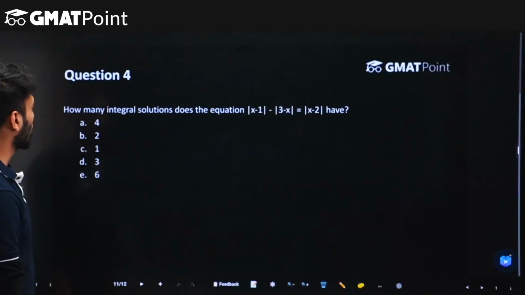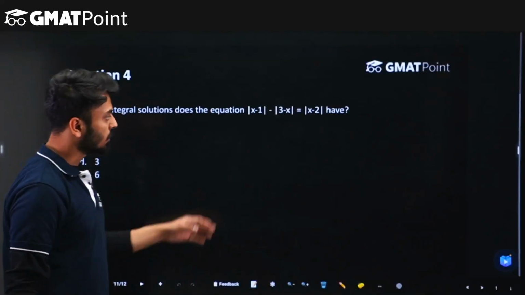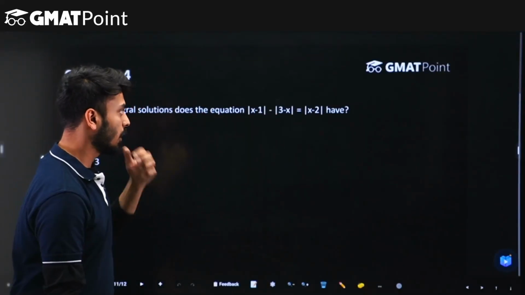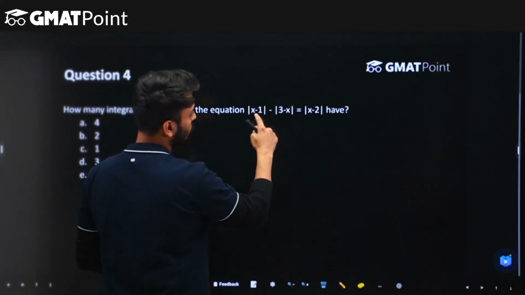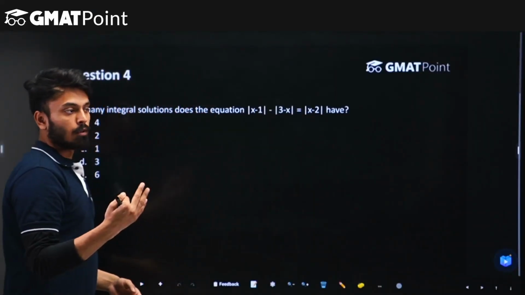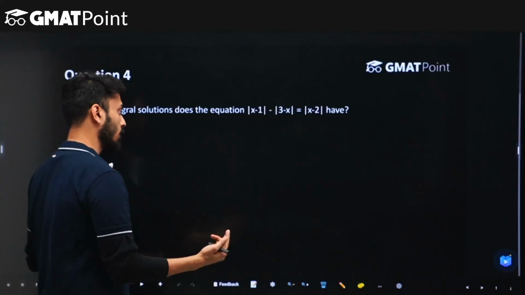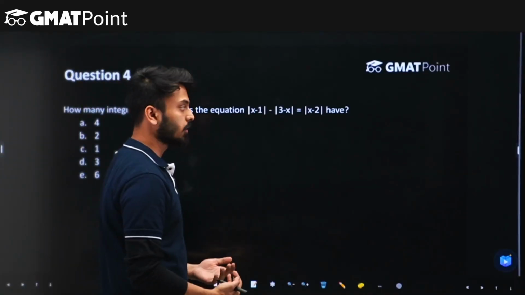Let's look at question 4. How many integral solutions does this one have? Now, in this problem, before we get started, I want you to notice a couple of things. First of all, there are 3 critical points. With 2 critical points, the number line method was complicated enough. With 3 critical points, it's going to be harder still, right?